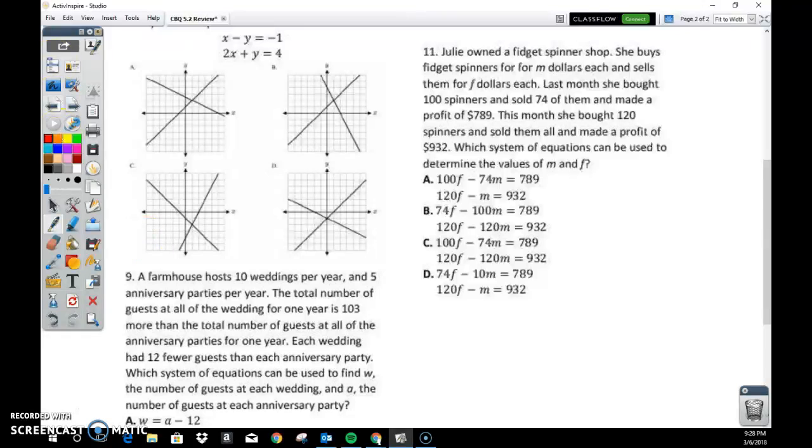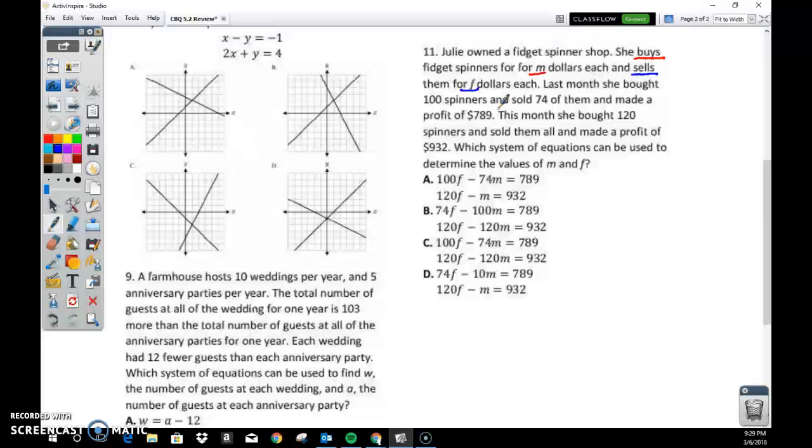Okay, so just for a rewind. M stands for the dollars she spends when buying each spinner, and F stands for the amount of money she makes when she sells them. Okay, so last month she bought 100 spinners.